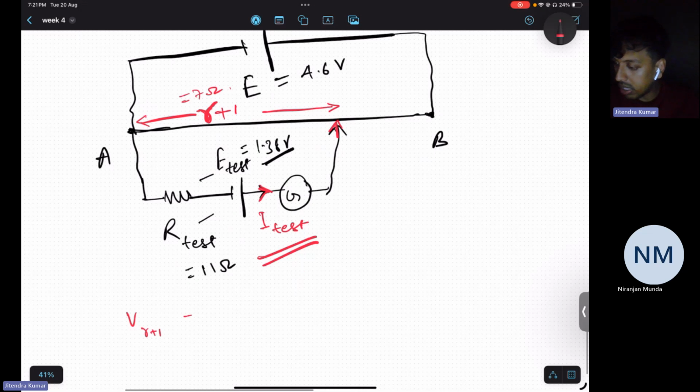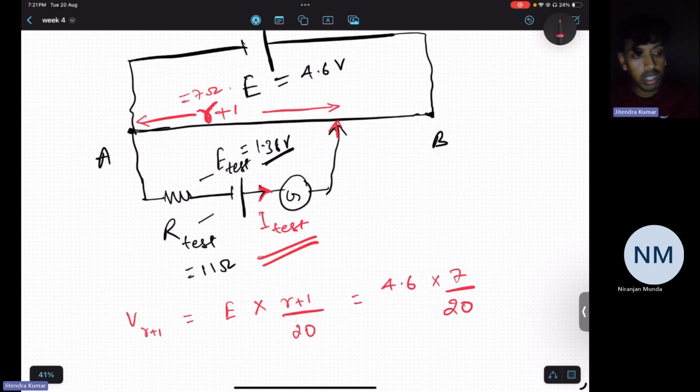V of R plus 1 is equal to E into R plus 1 divided by how much? It was 20, right? So it will be 4.6 into 7 by 20, which is 1.61. 1.61 volt is the voltage here. So if we know this voltage, the polarity of this voltage will be like that, isn't it? Because the supply polarity is like that.